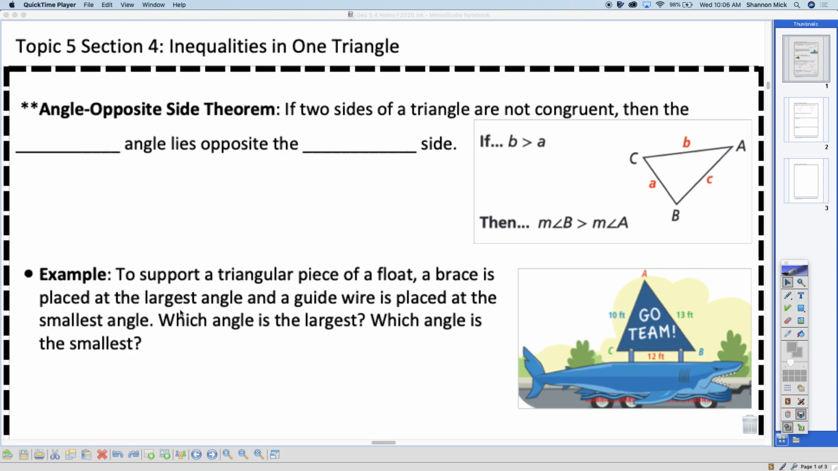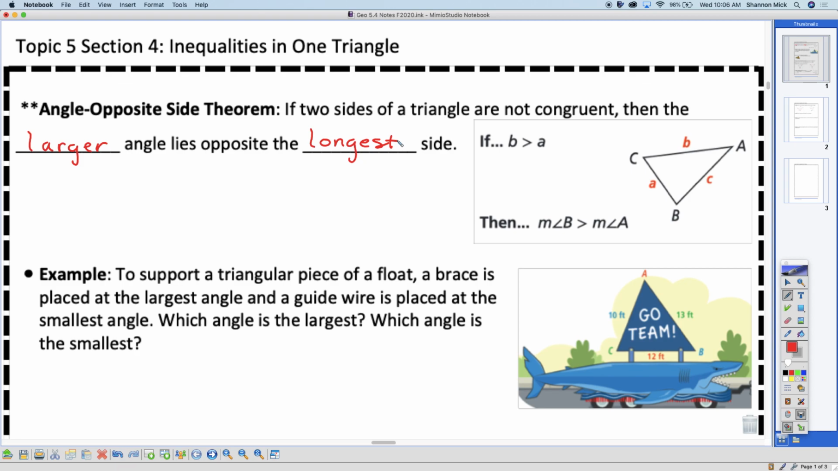It says if two sides of a triangle are not congruent, then the larger angle lies opposite the longest side. Now, could I replace that with the smallest angle lies across from the shortest side? Could I replace it with that? Yeah. Could I write the medium angle is across from the medium side or the middle side or whatever you want to say? That's how it works. That's it.